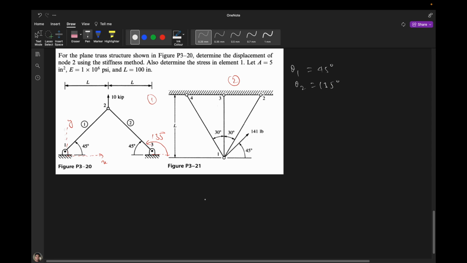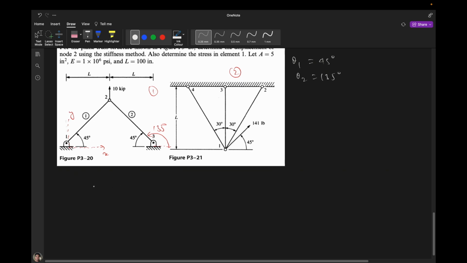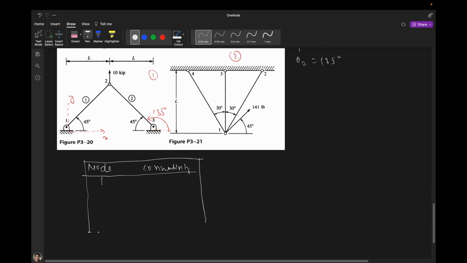Okay, now to solve this problem, we need to find all the connectivity and all nodes. Here you can see that we have two elements, element 1 and element 2. Element 1 has connecting points, or you can say nodes, 1 and 2, and for element 2 the connecting nodes are 3 and 2.